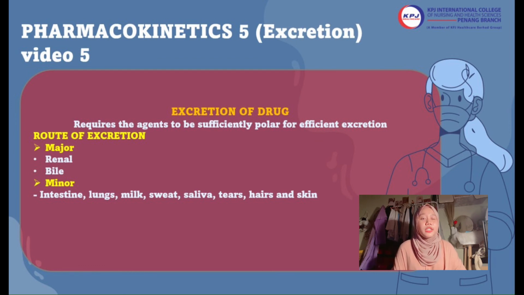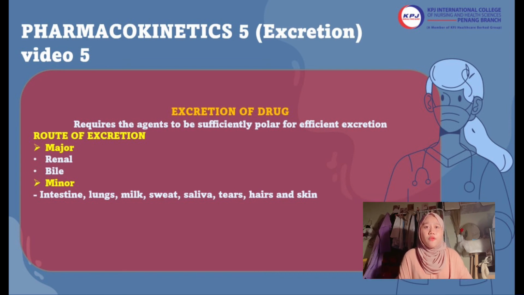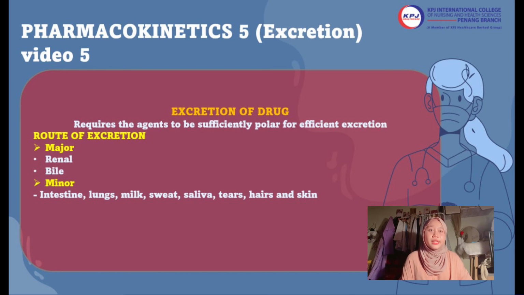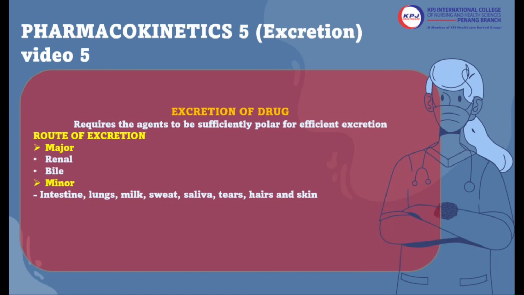What is excretion of drugs? It requires the agent to be sufficiently polar for efficient excretion. The route of excretion is major and minor. The major routes are renal and bile, while the minor routes are intestines, lungs, milk, sweat, saliva, tears, hair, and skin.